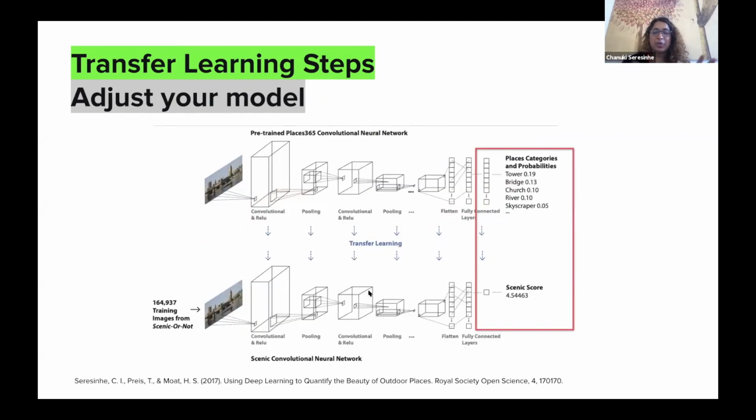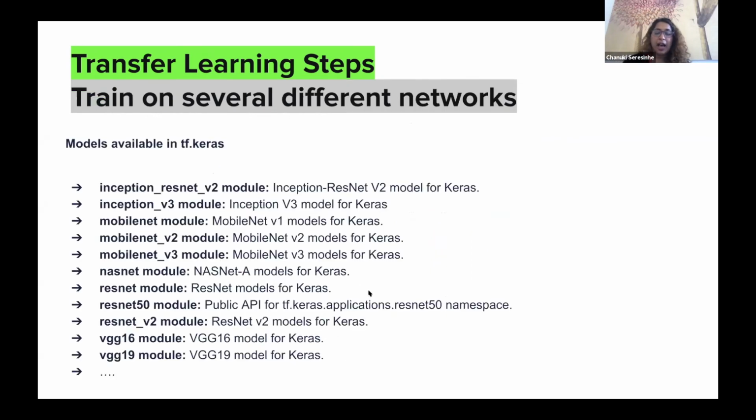Then you take your model and you just need to adjust it. You want to change your last layer. As opposed to asking the neural network to predict places, I had to change the last layer to predict the scenic score instead. Then you want to train it on many different networks. Remember before I was introducing these different networks like AlexNet, VGG, GoogleNet, ResNet. There are different versions that are all already available in Keras, that is in TensorFlow, and these are the different models that you can use.